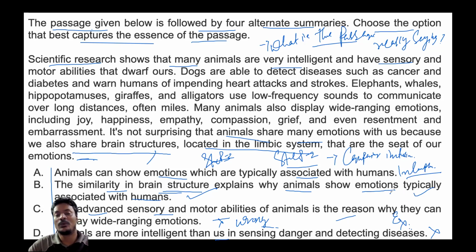So option B perfectly captures both parts, right? Both parts mean what and why. What: animals show emotions. Why: because their brain structure is similar to ours. So this matches the passage exactly. So the answer is option B, right?